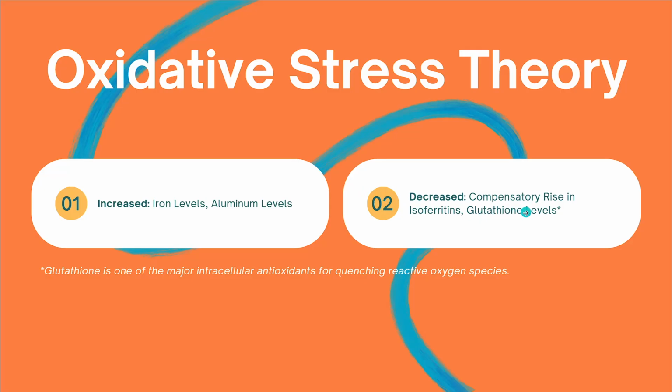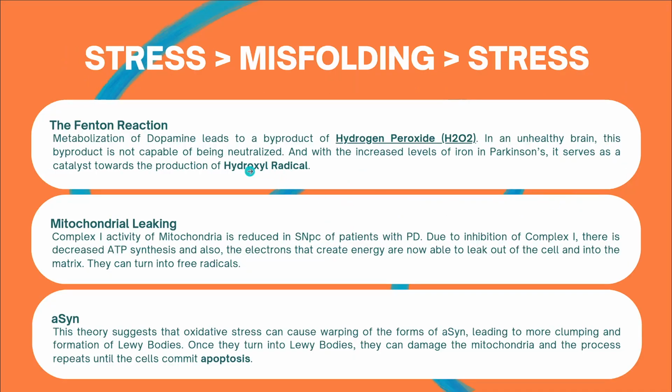Oh, right. I mentioned glutathione earlier because it's an antioxidant. What I mean by antioxidant is it's one of the neutralizers. So remember, this can be neutralized. If you're a healthy person, if your brain is healthy, your brain can neutralize hydrogen peroxide, meaning it can prevent the production of hydroxyl radical.